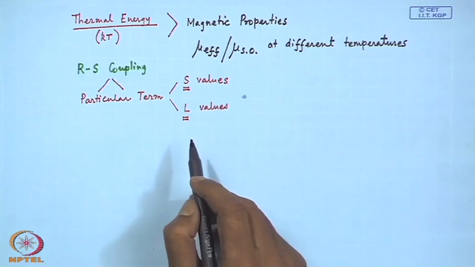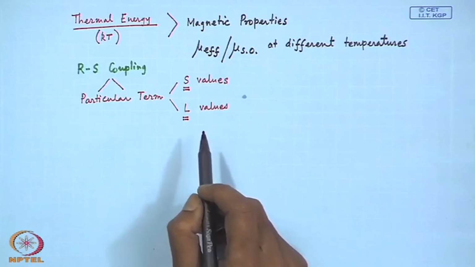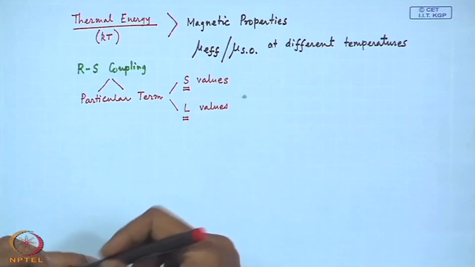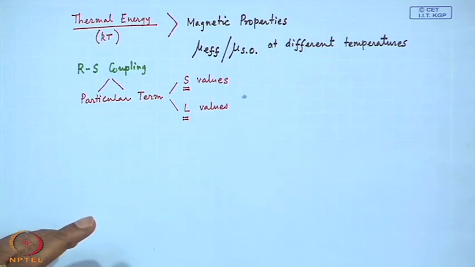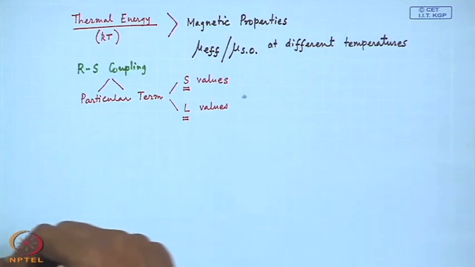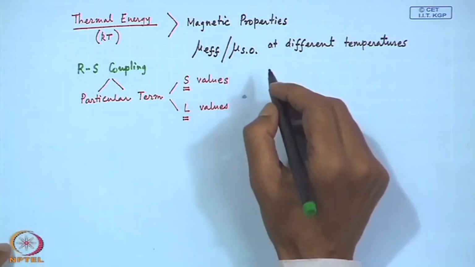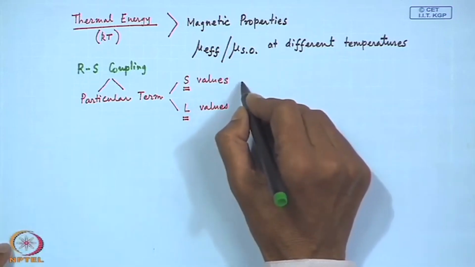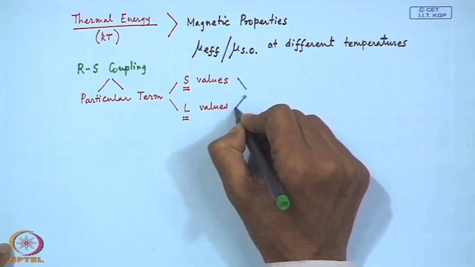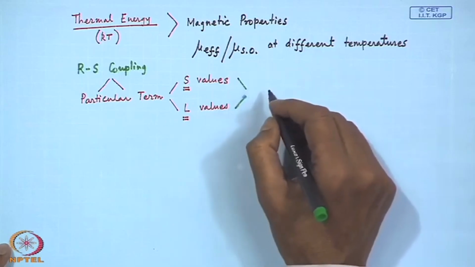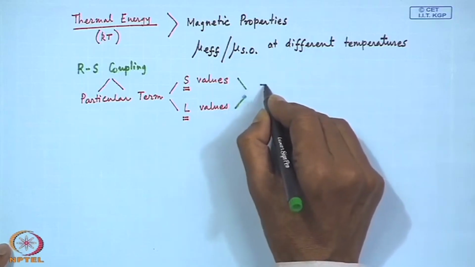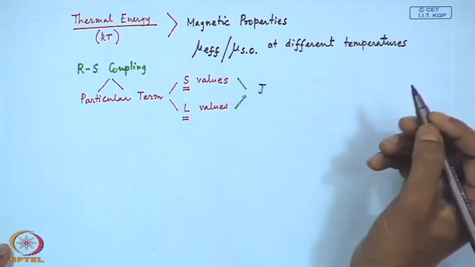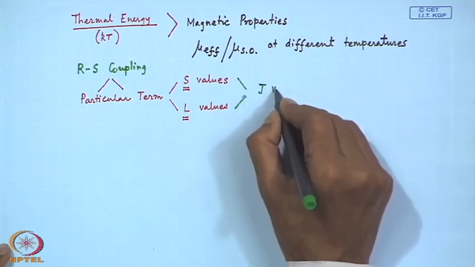So for a particular S value and a particular L value, which contribute to the spin magnetic moment and orbital magnetic moment, through these two L and S values we can have the corresponding coupling scheme, which we can consider as the J values.